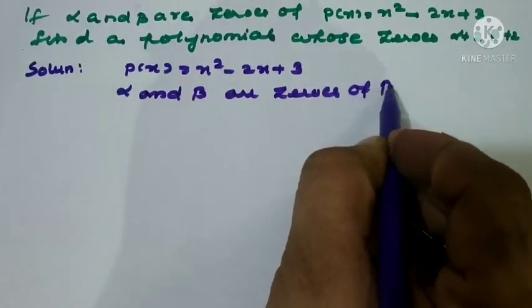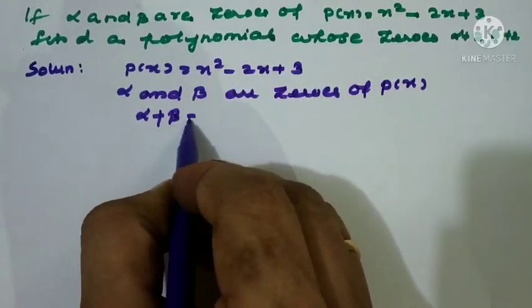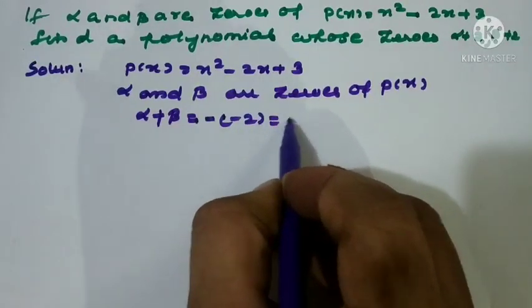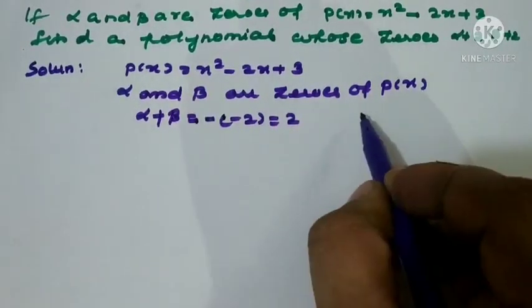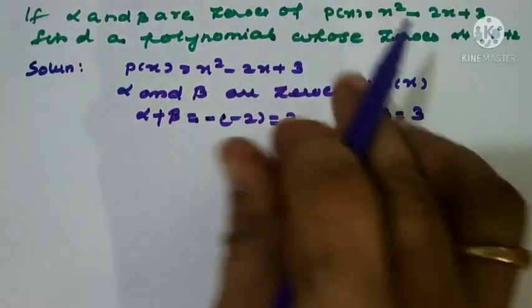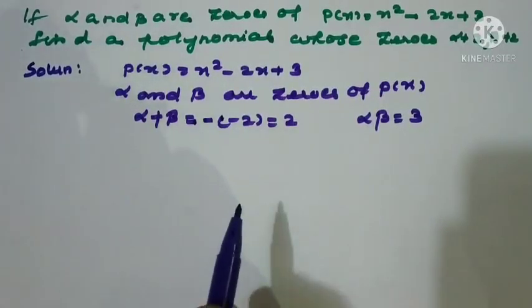Alpha and beta are the zeros of p of x. That means alpha plus beta equal to minus b by a, that means minus of minus 2, it is equal to 2 only. Next, alpha beta equal to c by a, that is 3 only. So from the first polynomial we got alpha plus beta and alpha beta.